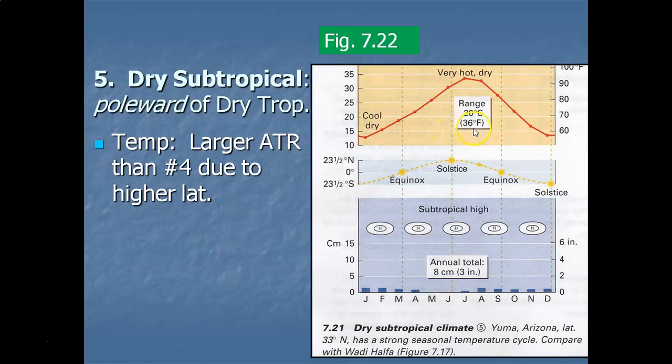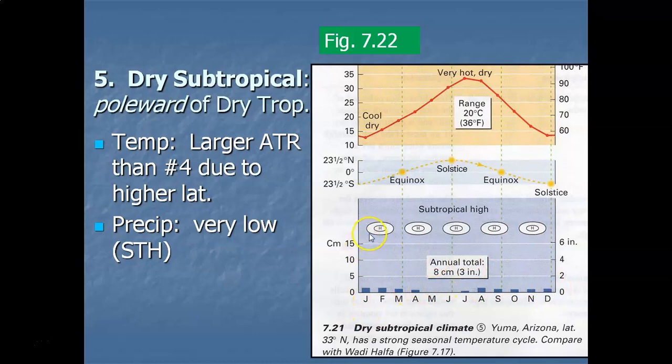The annual temperature range for Wadi Halfa was, I think, 29 degrees, and so we get a larger annual temperature range because now we're at a higher latitude location, and we're farther away from the subsolar point in wintertime. Sun angles are a little bit lower, with shorter periods of daylight, and we get a little bit cooler. But actually, it's a mild season. So in terms of the temperature regime, it's a larger annual temperature range than the dry tropical due to the higher latitude location. And again, precipitation is very low.